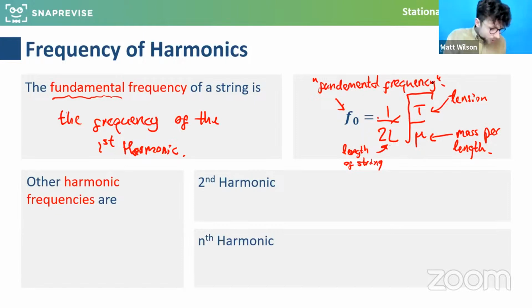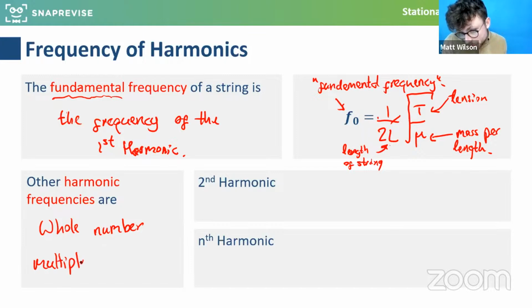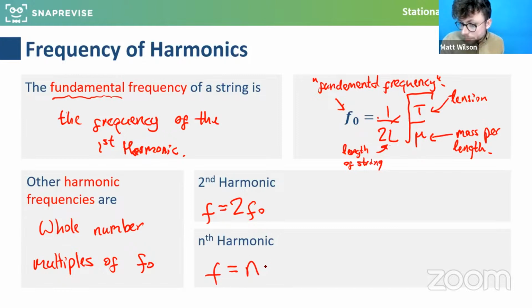Good. Okay, so some other rules that are worth knowing. The frequencies of the other harmonics are whole number multiples of the fundamental frequency. So, for example, the second harmonic has a frequency given by 2 times this fundamental frequency. The nth harmonic has a frequency given by n times the frequency of the fundamental harmonic, the fundamental frequency.